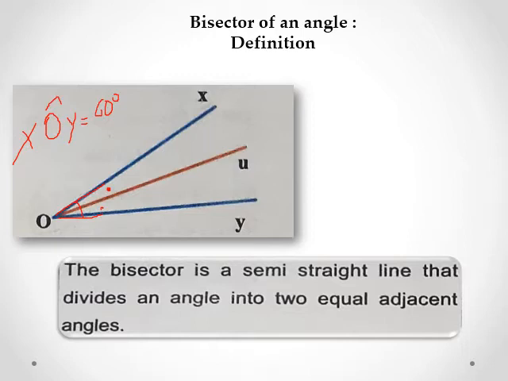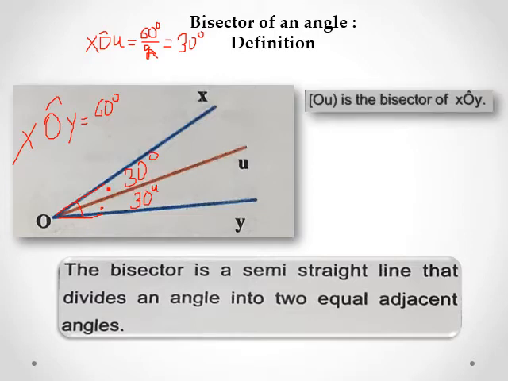What's the half of 60? XOU equals 60 over 2, which is 30 degrees. Why am I dividing by 2? Since the bisector divides the angle into two equal parts. So, 60 divided by 2 equals 30 degrees. So the measure of angle XOU equals 30 degrees and also UOY equals 30 degrees. Okay, they are equal adjacent angles again.